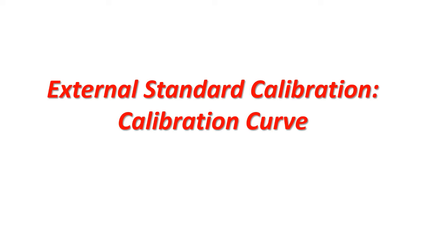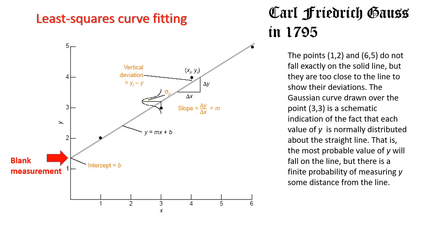Now, to do that, we first need to calibrate our procedure, figure out how the amount of our compound is related to the measured property. The most common and most convenient way is to measure proportional properties, which means you have a straight line.